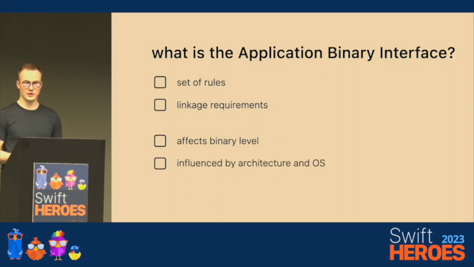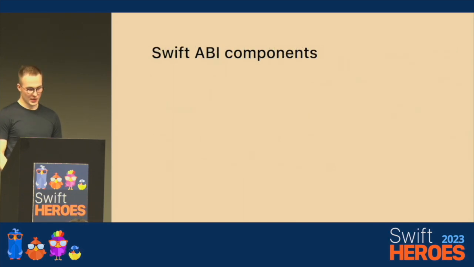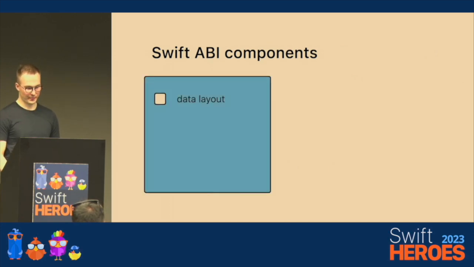So ABI is per platform, but Swift differs from languages like C or Rust, so most of its ABI is cross-platform. And since Swift 5, the Swift ABI has been stable, which means that the future will bring additive-only changes. So let's break Swift ABI into its components.